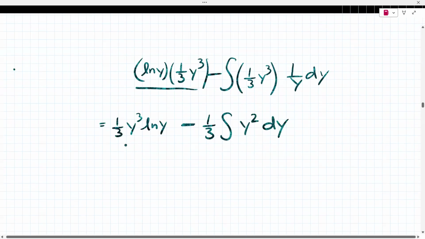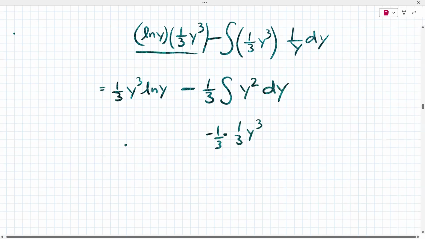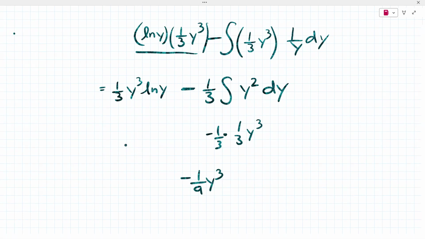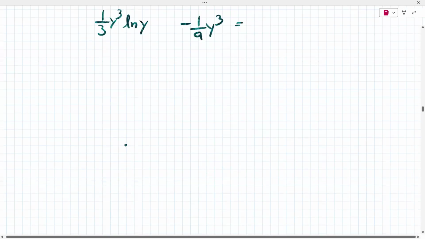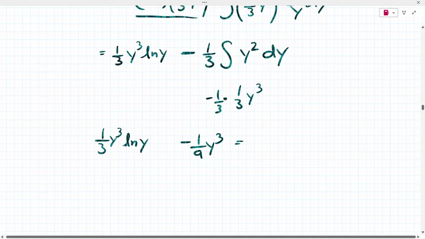And then we know that the integration of y squared is pretty simple. It's 1/3 y cubed, and then you still have this negative 1/3, which is negative 1/9 y cubed. Here you have 1/3 y cubed ln of y minus 1/9 y cubed, and then on the right side it was the left side, so you can switch the orders around. So on the right side it is going to be 1/4 x to the fourth.